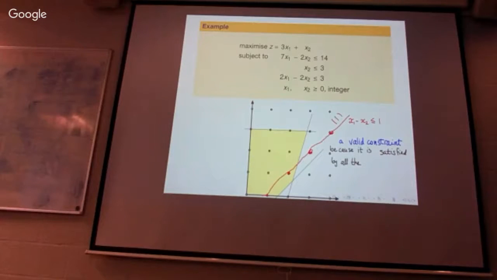It's a valid constraint because it's satisfied by all the integer feasible solutions. So that's an example. I'm drawing another example.